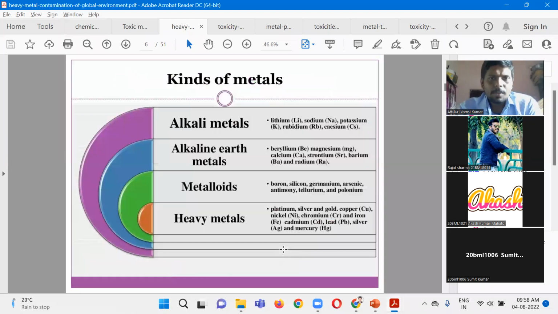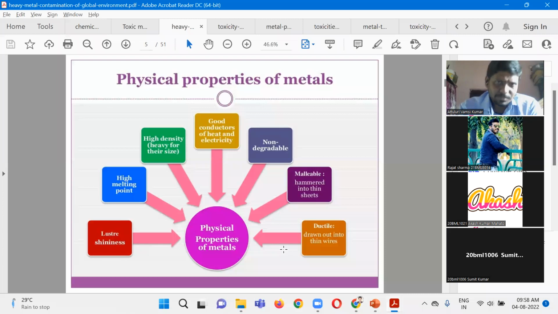So now students, we need not mind about the physical properties of these metals. Some of the physical properties include: they cannot be metabolized by the body. Their melting temperature is high. They are very good at conducting electricity. They are non-degradable, that means we can't break them. They cannot be excreted from the human body, and that is the major problem.